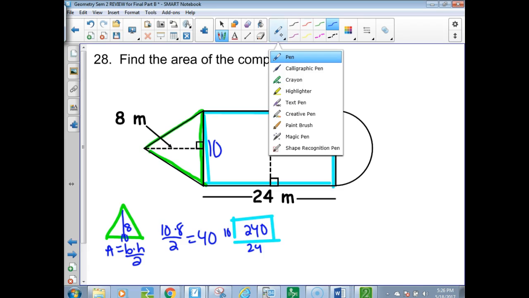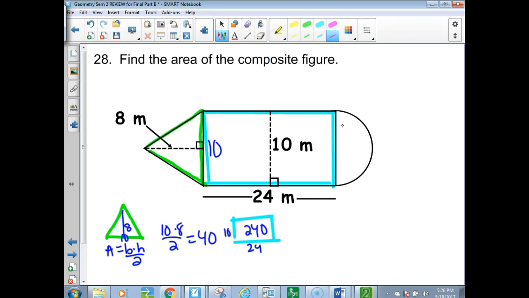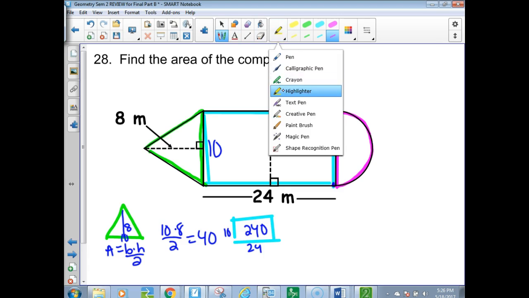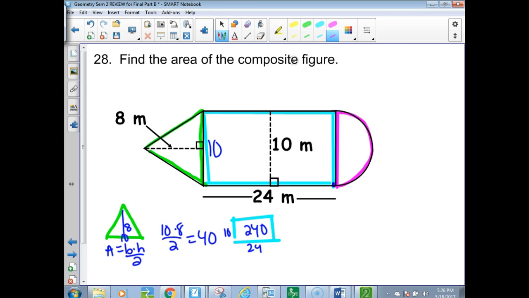Now we've got half of a circle, or a semicircle. Now we need to know what the radius of that is. Well, there's nothing marked on it. Let's do it this way. Oopsie, I want to get a pen so I don't use the highlighter. If that's the center of that circle, then how far is it on either side here? If this is 10, this would be 5 and this would be 5. So we've got a radius of 5.